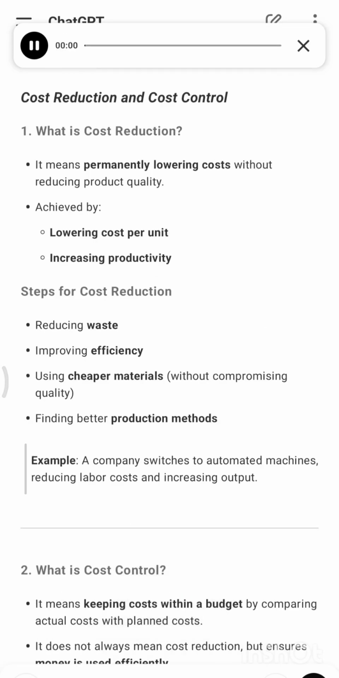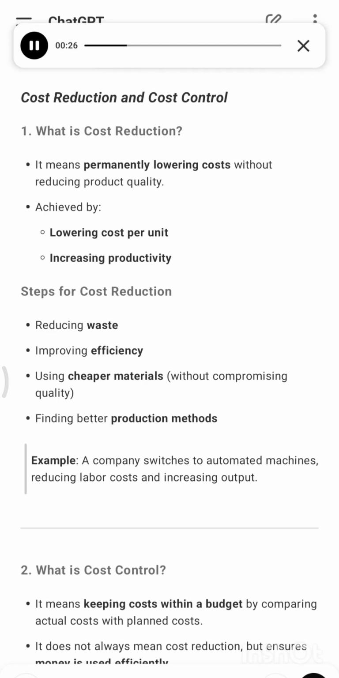Cost reduction and cost control. 1. What is cost reduction? It means permanently lowering costs without reducing product quality. Achieved by lowering cost per unit, increasing productivity. Steps for cost reduction: reducing waste, improving efficiency, using cheaper materials without compromising quality, finding better production methods.